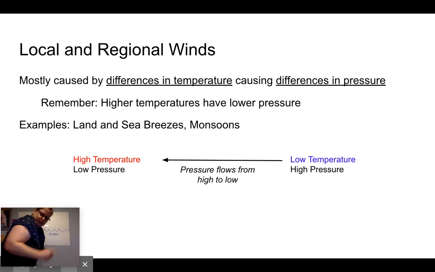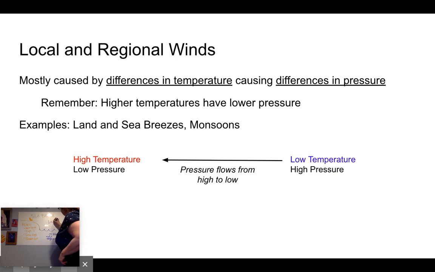And then for my ocean, it's going to be the opposite, right? Here, it's nice and cold. Well, cold temperatures have high pressure. So during the day, the ocean is my high.